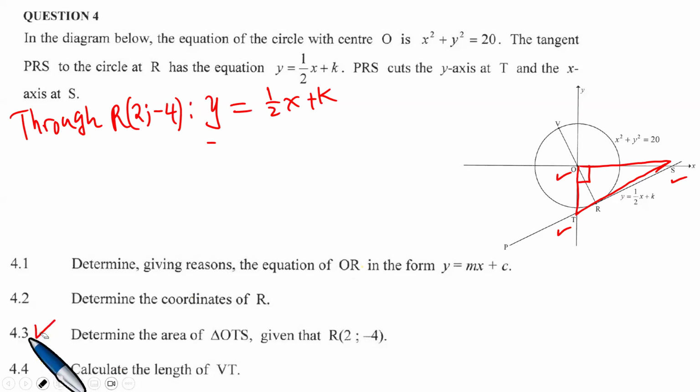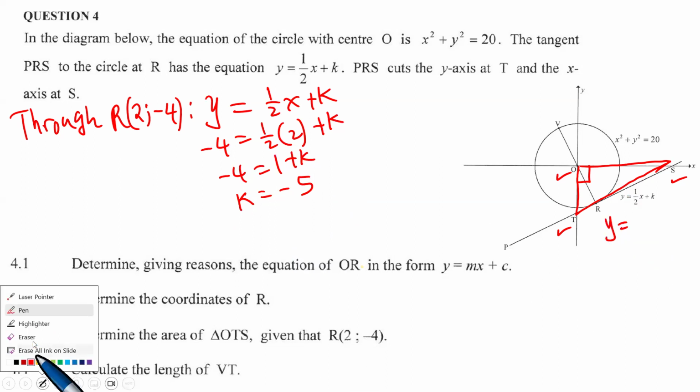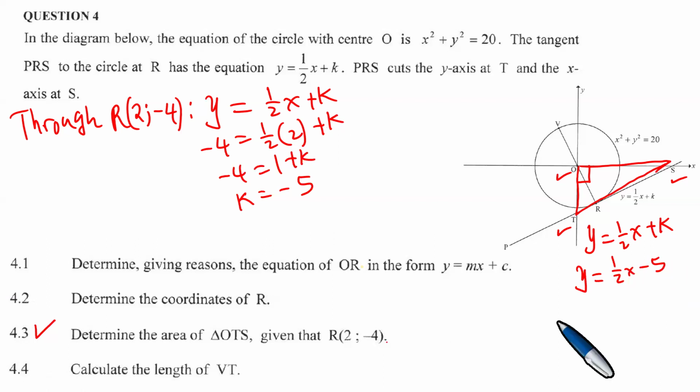which means that minus 4 equals 1/2 times 2 plus k, minus 4 equals 1 plus k, minus 5. So we have k equals minus 5. And then now this equation of the line was given as y equals 1/2 x plus k by the examiner, but we have already got the numerical value of k. So the equation of the line is exactly y equals 1/2 x minus 5.